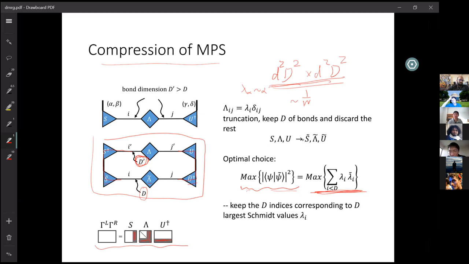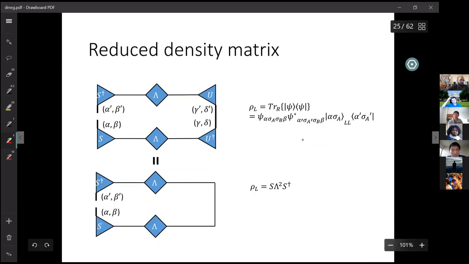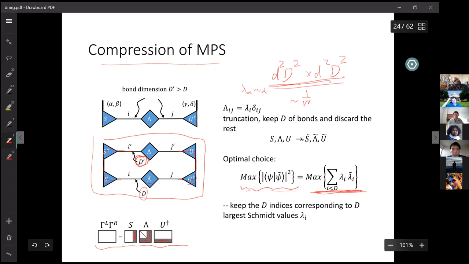All right, let's go ahead. So here you have basically seen something very similar to the truncation process I mentioned previously. I'm showing you that choosing the leading capital D number of Schmidt values will give you the best efficiency in terms of compressing the matrix product state.